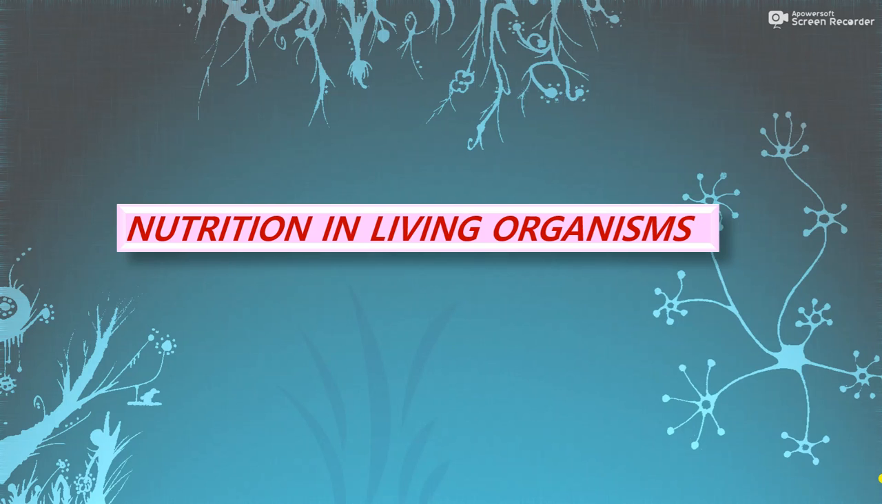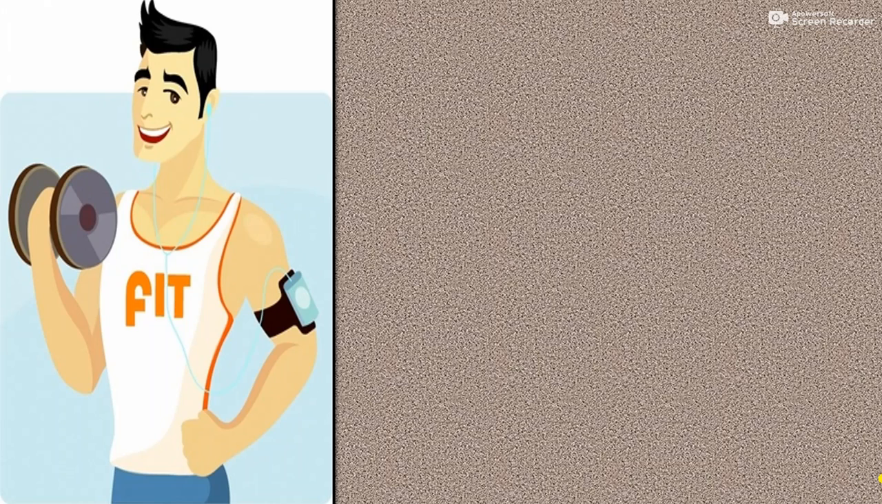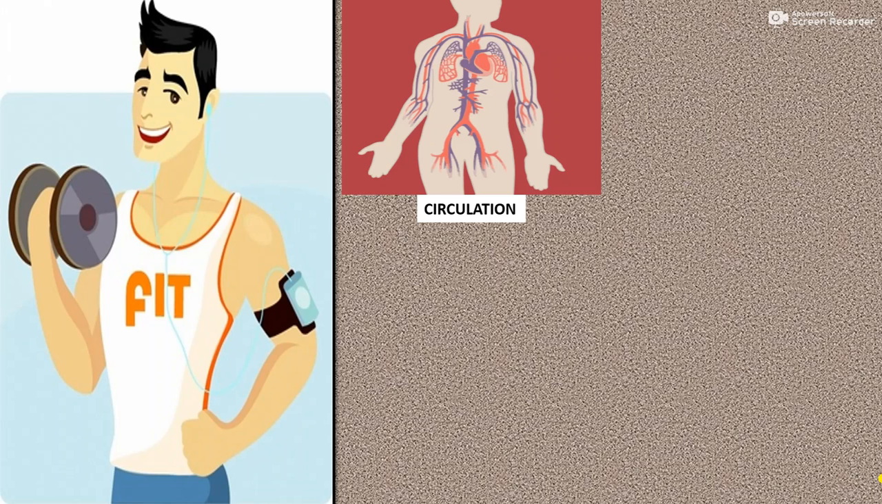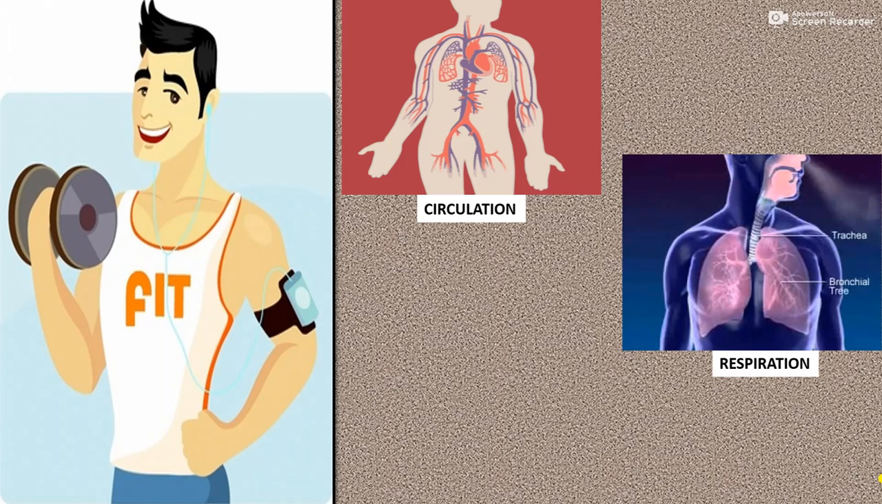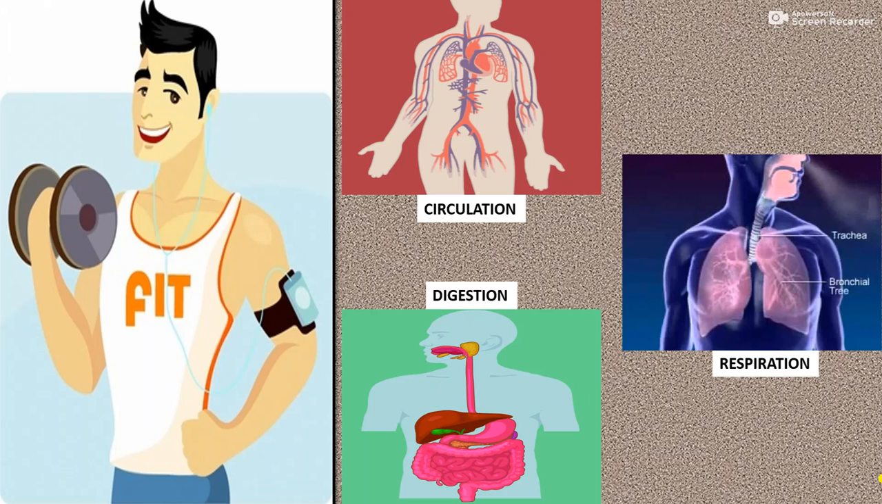When we talk about living organisms, depending upon the cellular structure, we know living organisms are either unicellular or multicellular. Irrespective of which category they belong to, every living organism carries out different life processes that are continuously going on inside our bodies. For example, circulation, respiration, digestion. These are a few examples of the life processes that are continuously going on inside the bodies of all living organisms.